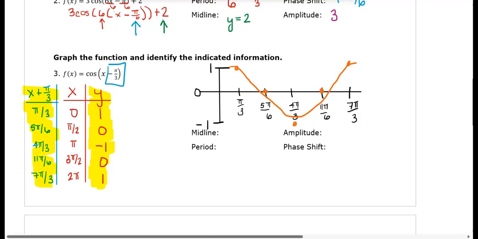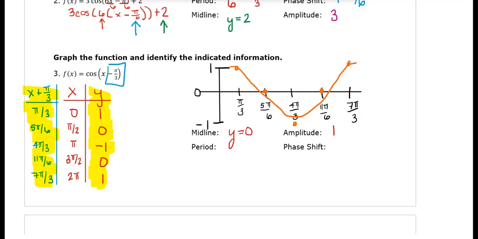Okay, so the midline of my graph is always going to be whatever is being added after the equation, and in this case would be 0. So y equals 0. Amplitude, that's whatever my a value is, and take the absolute value. So a here is 1. The absolute value of 1 is still 1.